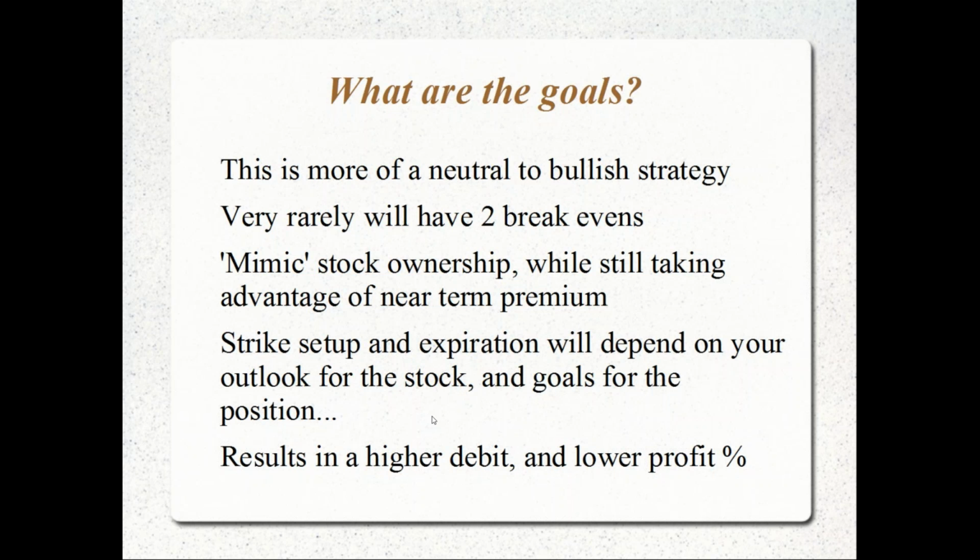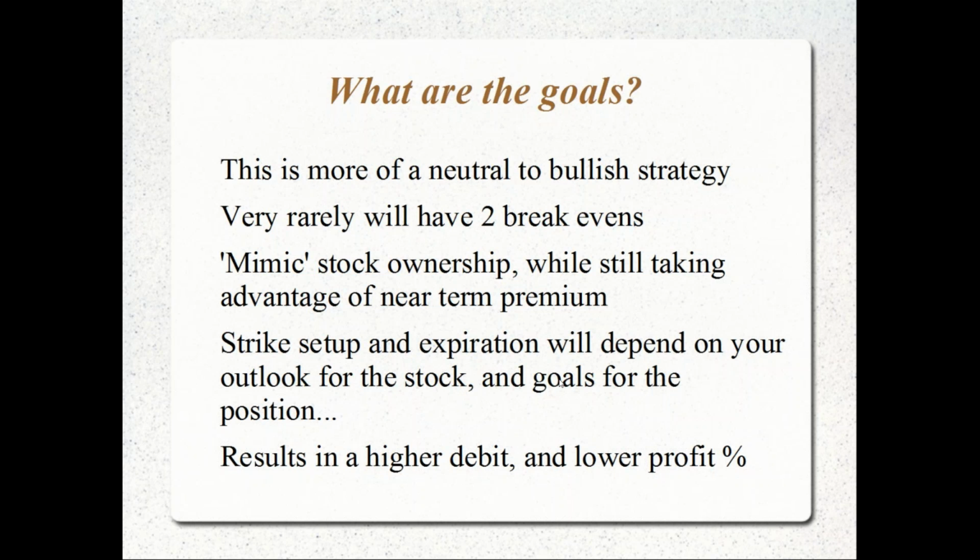What are the goals with a diagonal spread? Well, it gives us a little bit more dynamic. It's a neutral to bullish strategy. We typically would not have two break-evens as we saw in the horizontal, which is beneficial because if the stock gaps up, because we were bullish, we'll still have a gain. Might not be the maximum gain, but we don't enter into that loss if it's structured properly. It does mimic stock ownership. Okay? Now, I have to agree with that. It does mimic stock ownership while still taking advantage of being able to sell near-term premium.